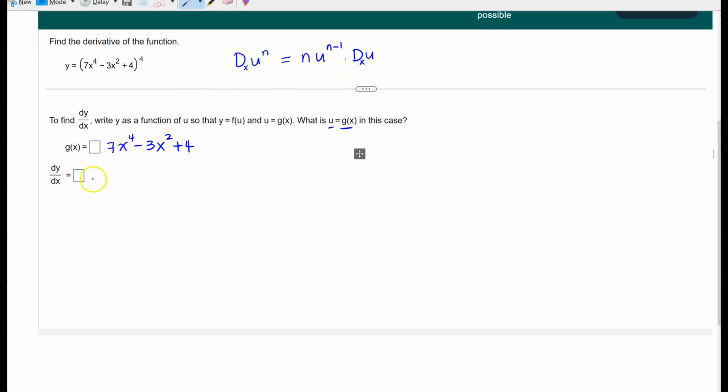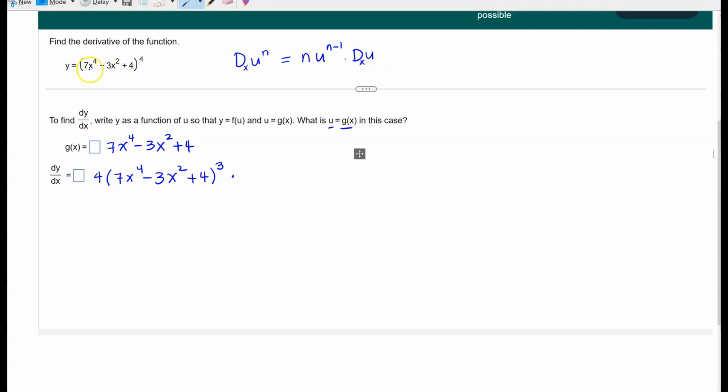So we have the derivative will be 4. You bring down the power, and then you copy the base, so times u, which is 7x to the 4th minus 3x squared plus 4 raised to n minus 1. So our n is 4, minus 1 is 3, times the derivative of u with respect to x. Then you differentiate the base here.